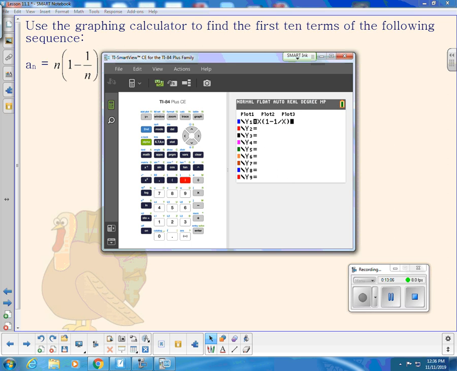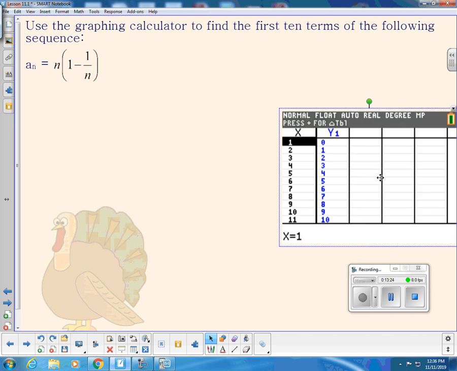All right, so you have to go to your table, but first let's do the table setup. So second table setup, we want to start at 1, and we're going to go by 1 because we're talking integers only. And then just look at your table. There's your first 11 terms, actually.